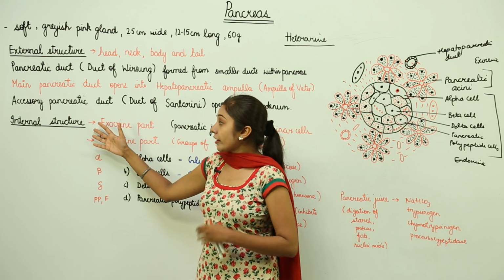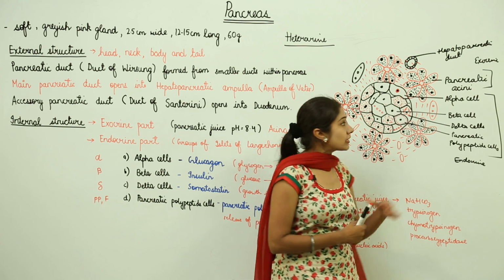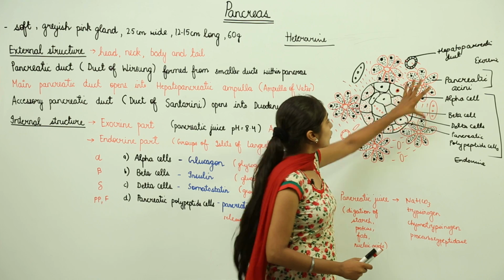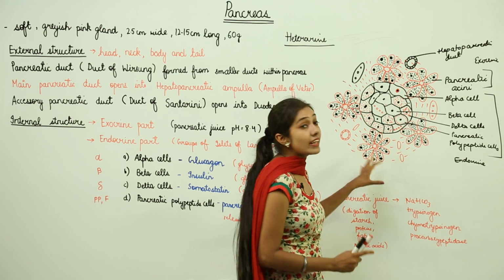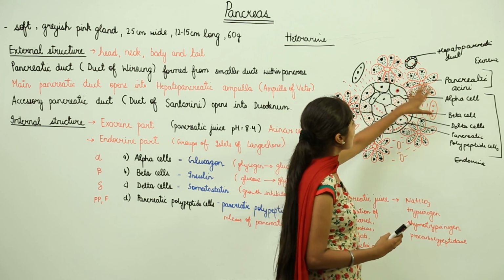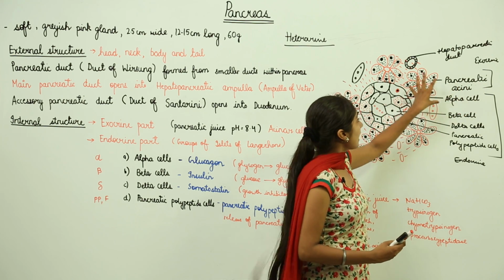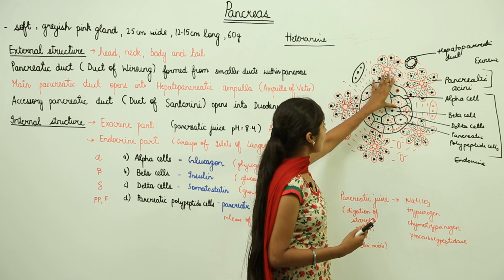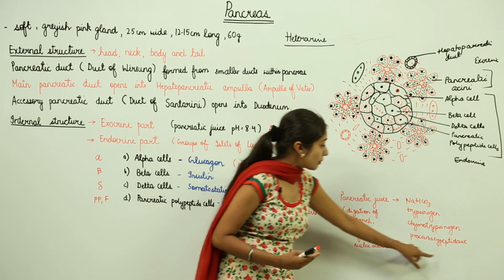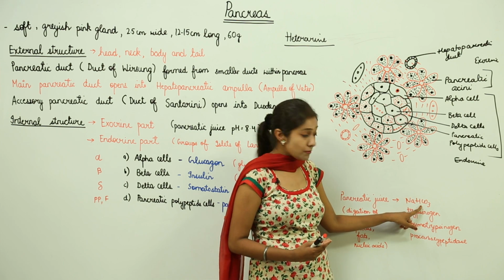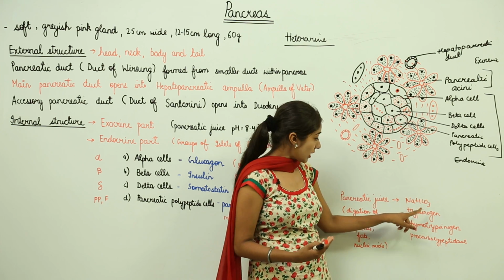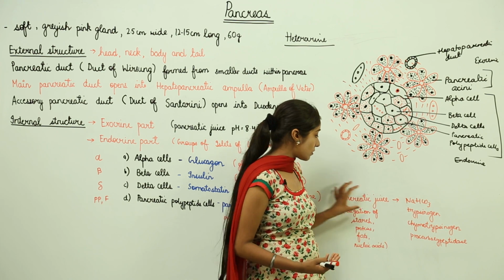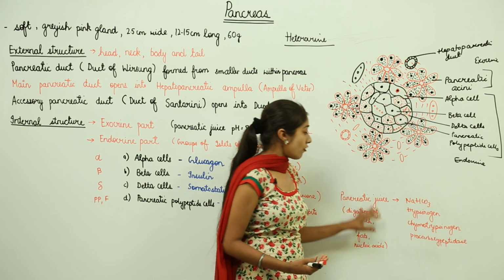In the internal structure, we have two parts, the exocrine part and the endocrine part. In the exocrine part, we have the acinar cells. You can also call a single cell a pancreatic acinus. They help in the release of pancreatic juice. In the pancreatic juice we have sodium bicarbonate, which makes the medium alkaline for digestion. Then trypsinogen, chymotrypsinogen, and procarboxypeptidase are also released with the pancreatic juice. This is the composition of pancreatic juice.